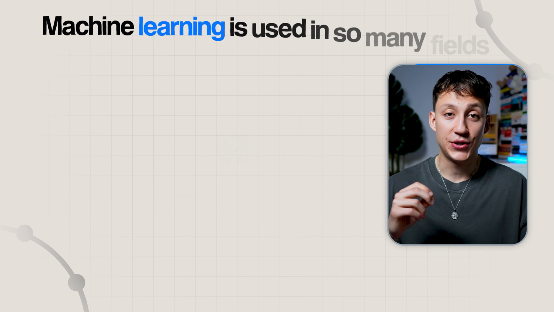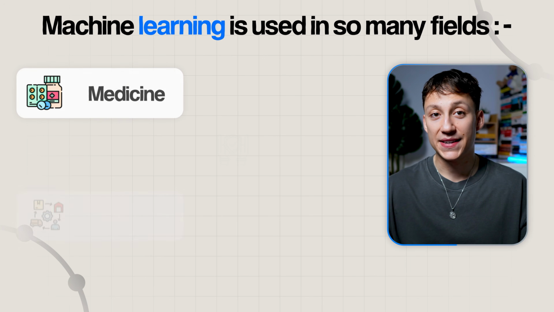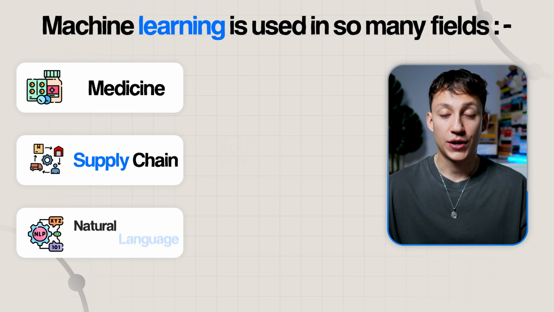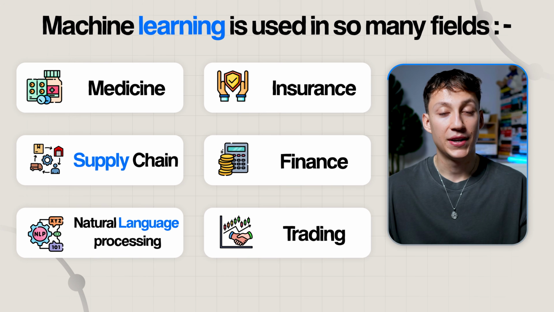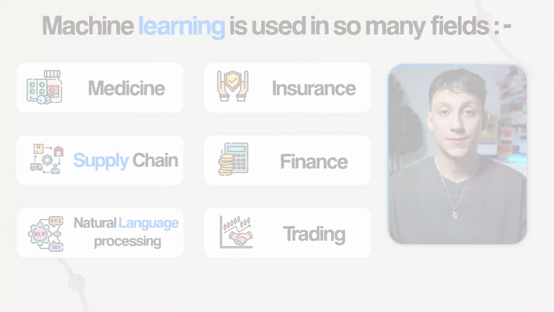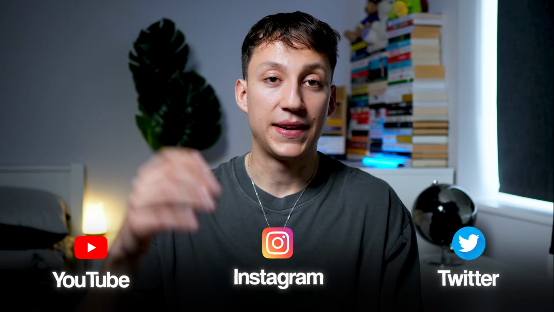Machine learning is used in so many fields like medicine, supply chain, natural language processing, insurance, finance and trading. I mean, the list goes on. Pretty much any industry uses some form of machine learning nowadays. The best example of machine learning that I think most people are aware of is the recommendation engines on all these social media platforms. For example, when you log into YouTube, Instagram, Twitter, you get recommended content.